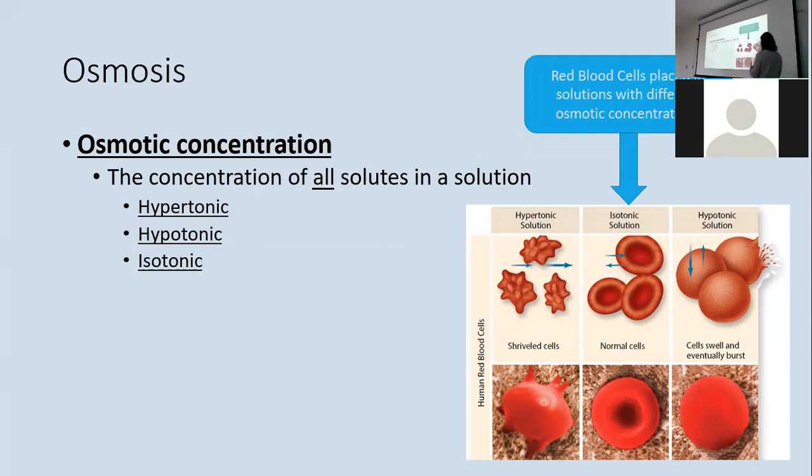As an example, we're going to use red blood cells. We can put them in, say, we'll just pretend each of these beakers has a kind of solution relative to the red blood cell. We're going to place the red blood cells in solutions that have different osmotic concentrations.